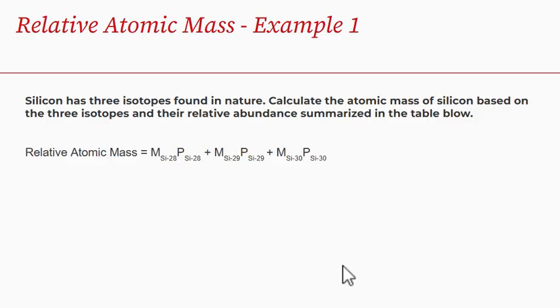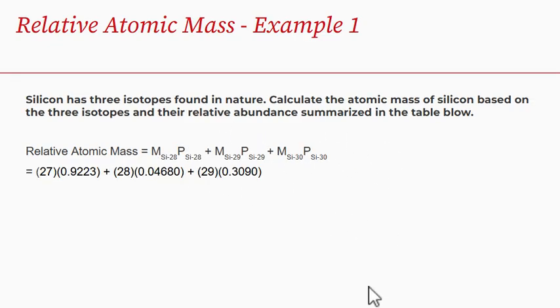So taking that information, we get our relative mass formula, which I've summarized as the molar mass of one isotope times its percent, plus the molar mass of the other isotopes times their percents, and so on. We sub in our data, and we convert our percents to decimals, so you just divide them by 100.